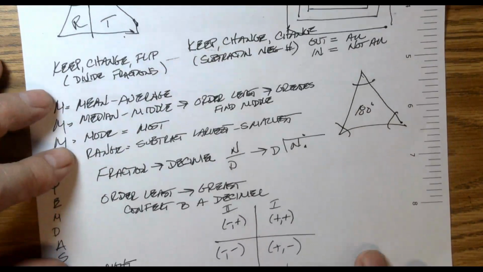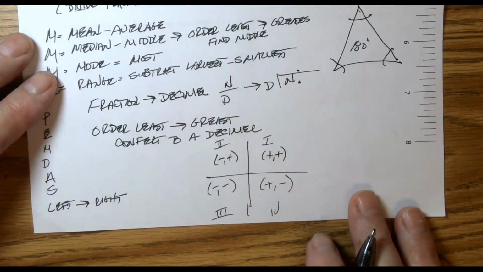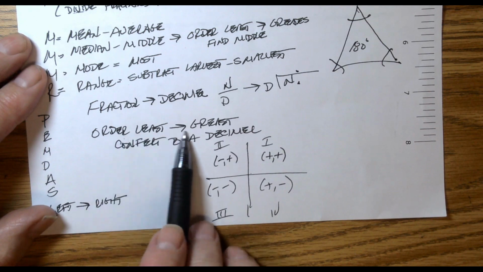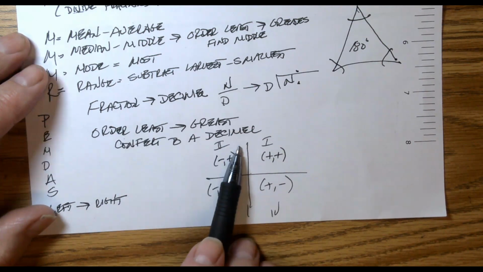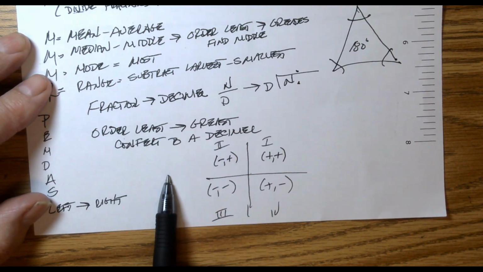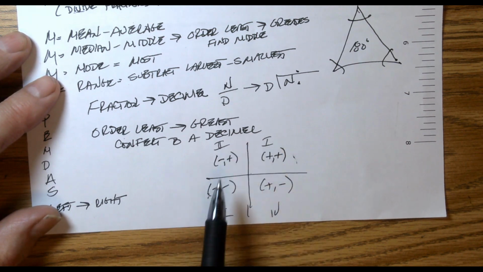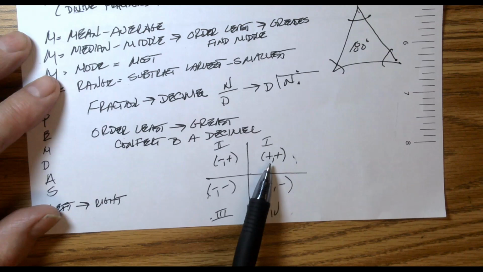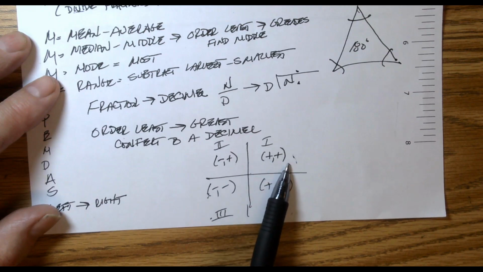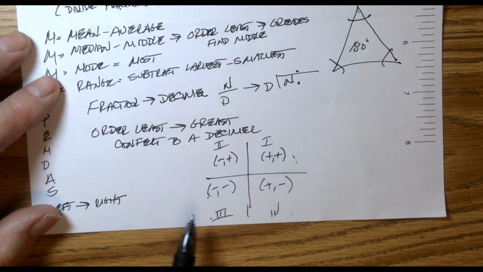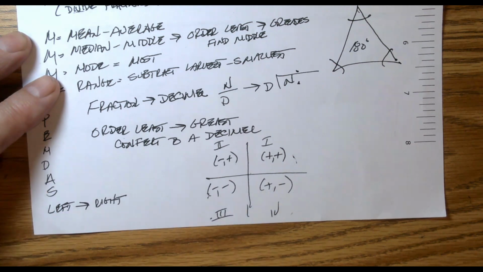Okay, I'm sorry. So when you order least to greatest, you're going to convert to a decimal. Then you're going to put them in order. If you're using a coordinate plane, you need to know 1, 2, 3, and 4. Your ordered pairs are positive, positive in quadrant 1, negative, positive in quadrant 2, negative, negative in quadrant 3, and positive, negative in quadrant 4.